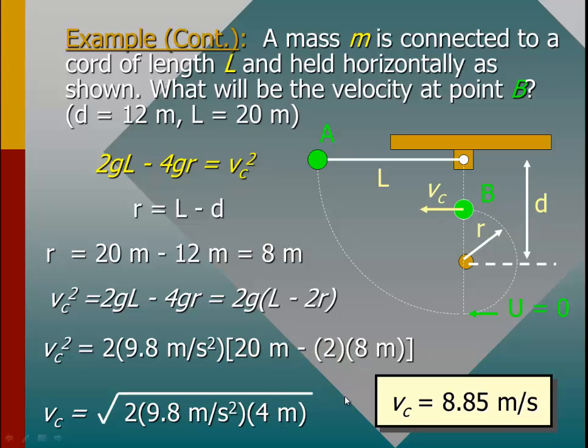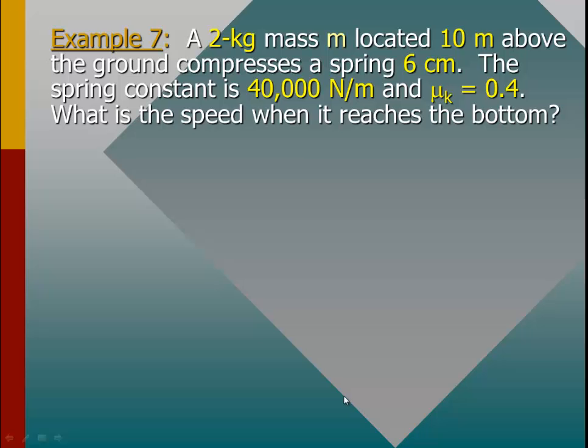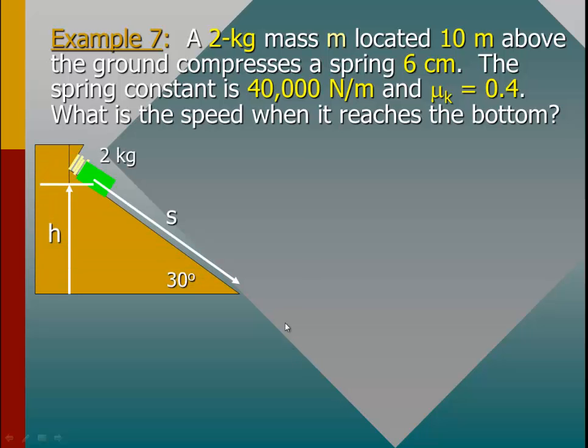So let's try this one. A 2 kilogram mass M located 10 meters above the ground, so here's our H, compresses a spring 6 centimeters. To change that to meters, the spring constant is 40,000 newtons per meter, and the coefficient of kinetic friction is 0.4. What is the speed when it reaches the bottom?